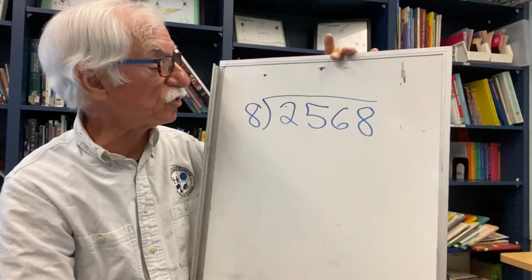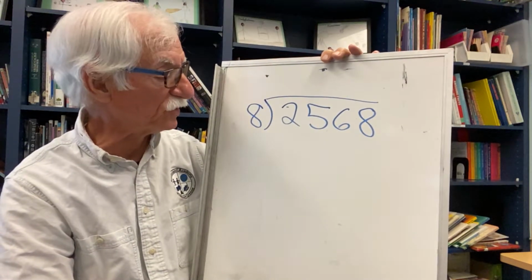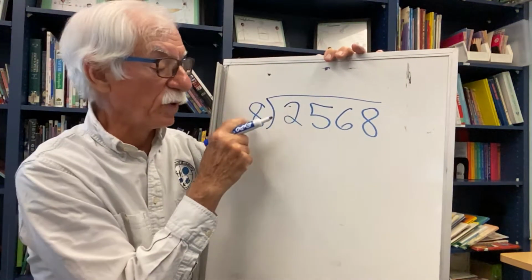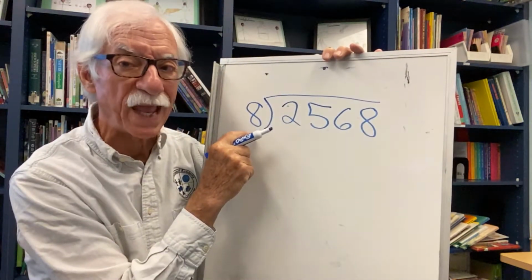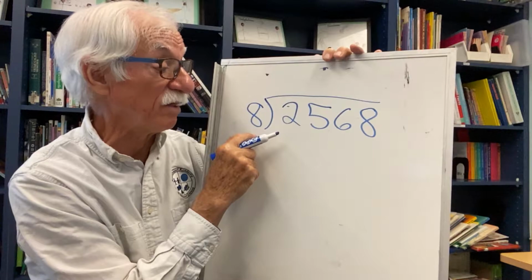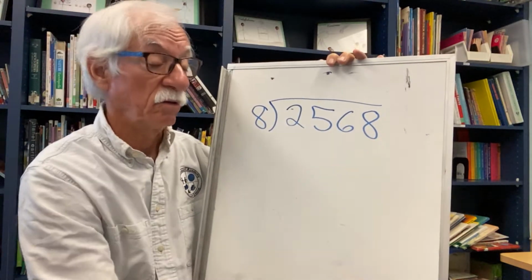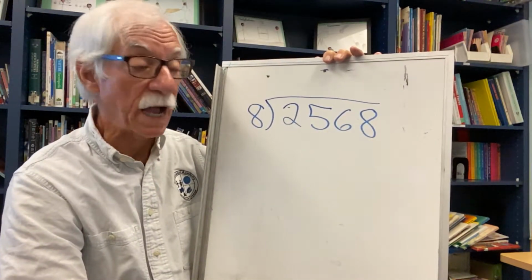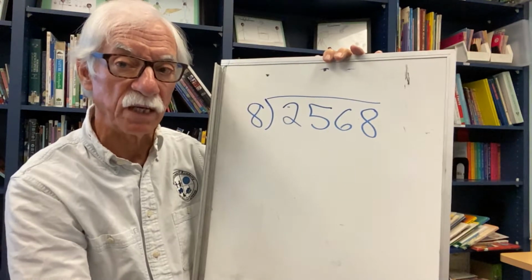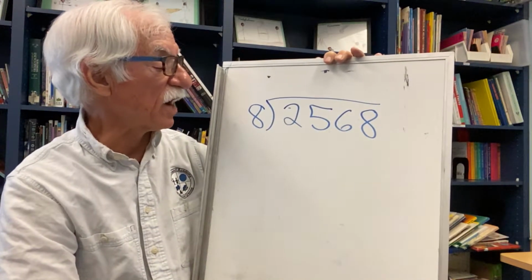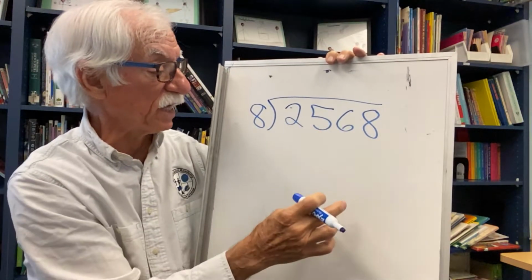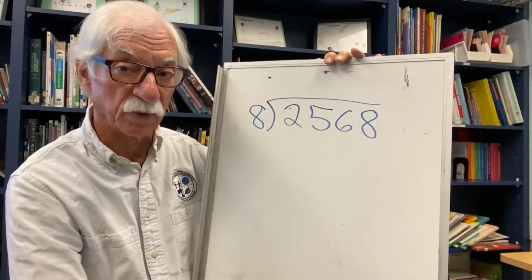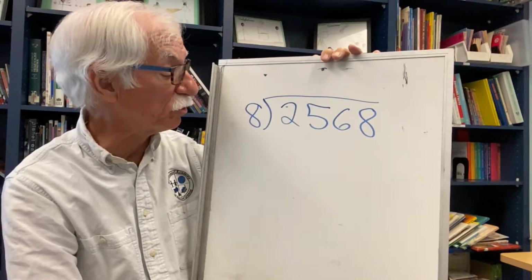Now, in group division, the terminology we use is this. We reverse the process. This is the divisor. I want to know how many groups of 8 there are in this dividend. How many groups of 8? That'll tell me if I divide the 2,568 crayons into 8 boxes, how much one box will get. How many groups of 8?